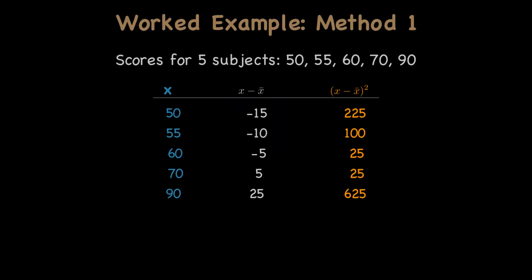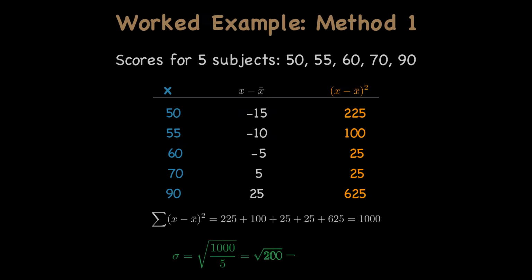60 minus 65 is negative 5, squared is 25. 70 minus 65 is 5, squared is 25. 90 minus 65 is 25, squared is 625. Step 3. Sum them up. 225 plus 100 plus 25 plus 25 plus 625 equals 1,000.